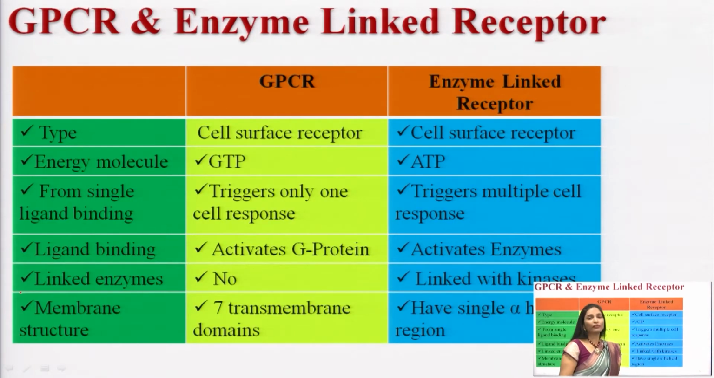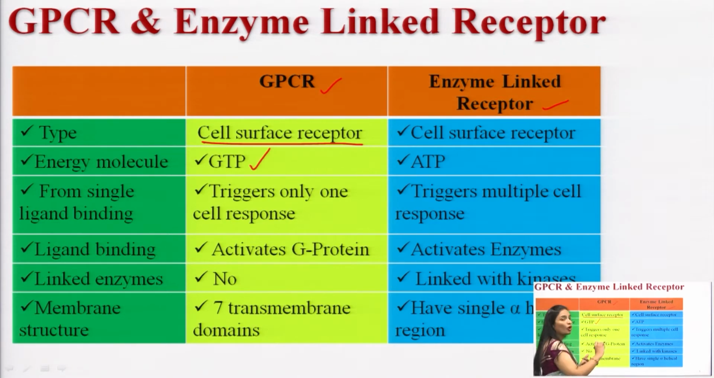In this slide, I would like to differentiate the G protein coupled receptor from the enzyme linked receptor. If you see here, the GPCR receptor and the enzyme linked receptor are both cell surface receptors. In the G protein coupled receptor, the receptor is present on the surface of a cell, and in the enzyme linked receptor also the receptor is present on the surface of a cell. Second, what is the energy molecule utilized? In GPCR the energy molecule is GTP, and in the enzyme linked receptor the energy molecule is ATP. GTP stands for guanosine triphosphate, and ATP stands for adenosine triphosphate.